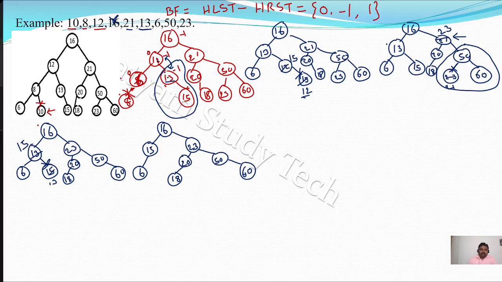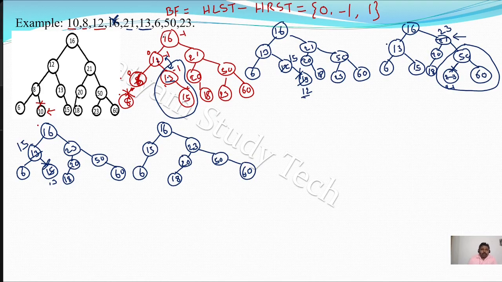Okay, so you can check the balance factor of 6 is 0, here 15 is 1. Okay, left subtree height is 2 and right subtree height is 3. So here the balance factor of 16 is -1. 2 minus 3, that is -1, right? So here the right is not affected, right?